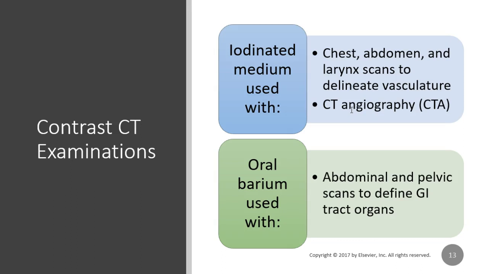CT contrast examinations. Iodine medium is used, and we use it for the chest, the abdomen, larynx scans to delineate vasculature. When we do an angiogram, it's called a CTA. Oral barium is used with the abdomen and pelvic scans to define the GI tract and organs. Sometimes we'll have the patient take a mouthful and swallow it right when we're scanning if we're worried about esophageal cancers or strictures.